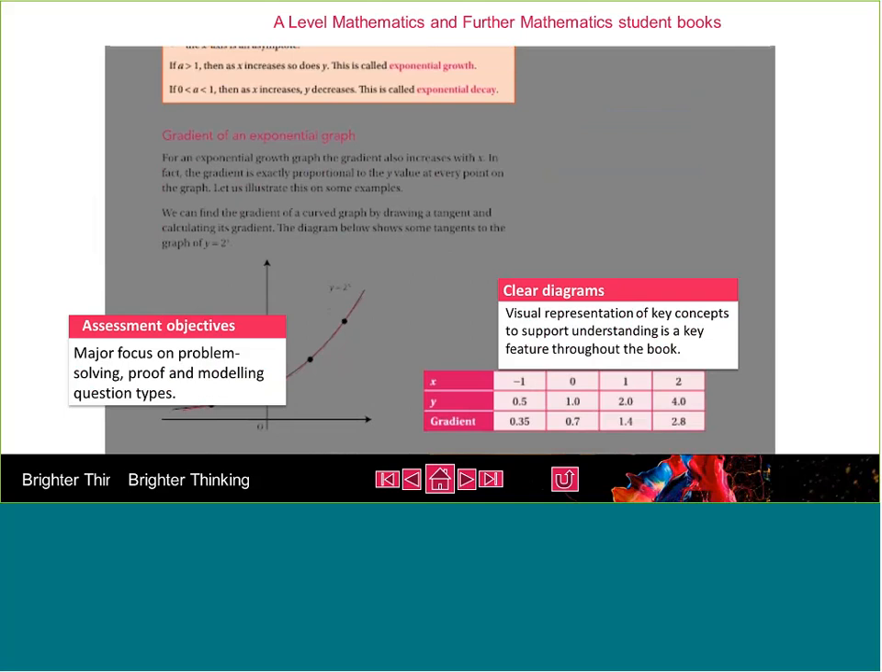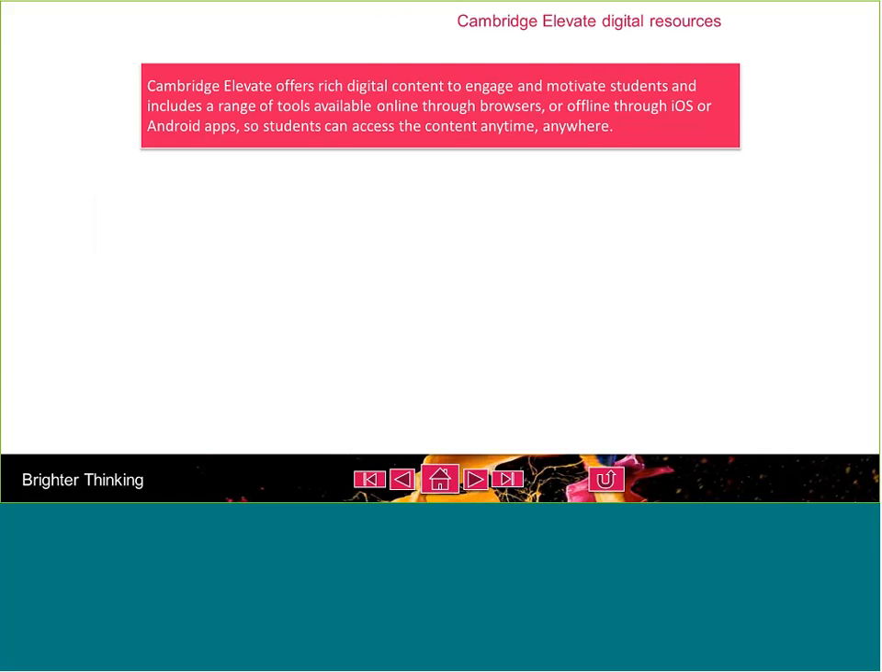We have assessment objectives, a really major focus on problem solving and proofs, as I said before. We try to underpin everything with that, so it's not something roped off as an afterthought at the end of an exercise, where you have an icon against a question that might be problem solving. We've really tried to embed it. And the importance of clear diagrams and a clear look and feel, the visual representation of key concepts, allowing multiple or linked representations to really aid understanding throughout. So we've tried to do that in our textbooks.